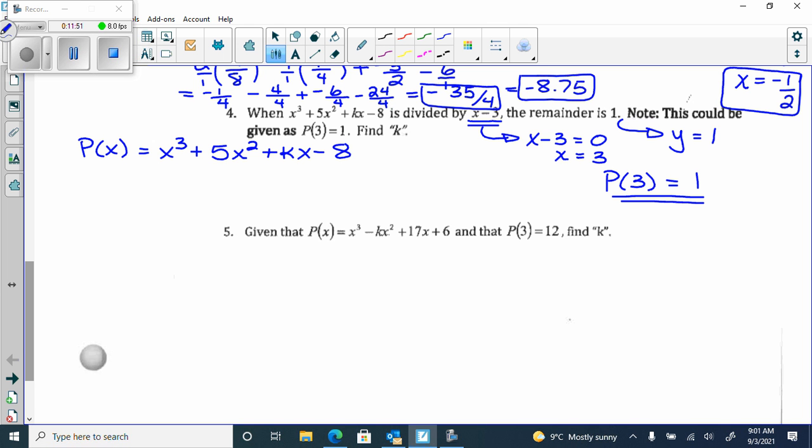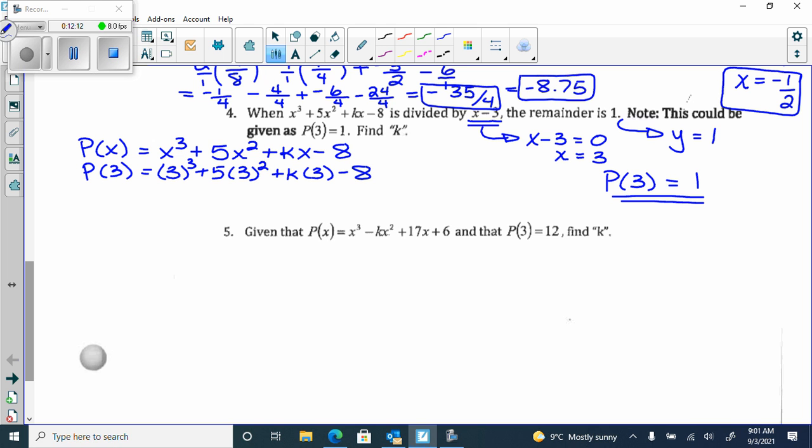So instead, we can write p of 3 here. We can do it in 2 steps. You can do it in 1. I'm going to do it in 2 to prove a point. So we could go p of 3 equals 3 cubed plus 5 times 3 squared plus k times 3 minus 8.